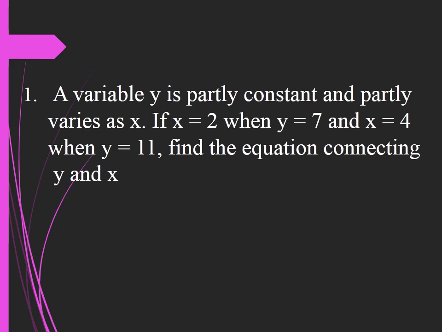Example 1. A variable y is partly constant and partly varies as x. If x is 2 when y is 7 and x is 4 when y is 11, find the equation connecting y and x.